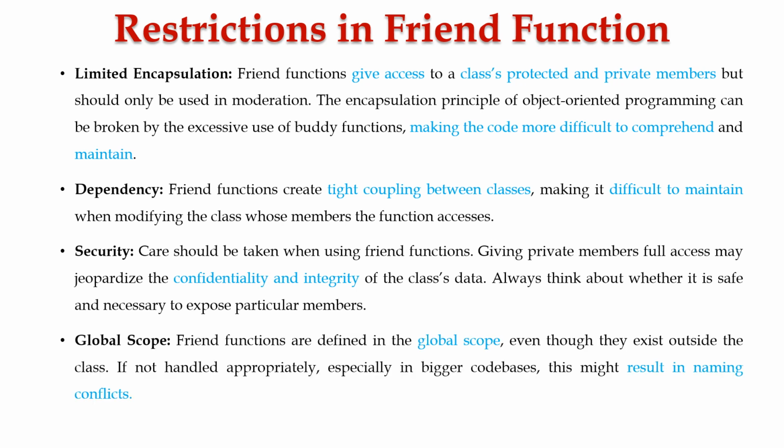Friend functions are global in scope, so we should be aware of naming conflicts while accessing them.